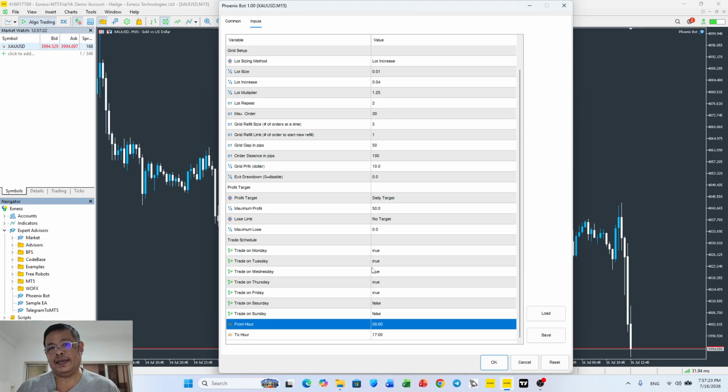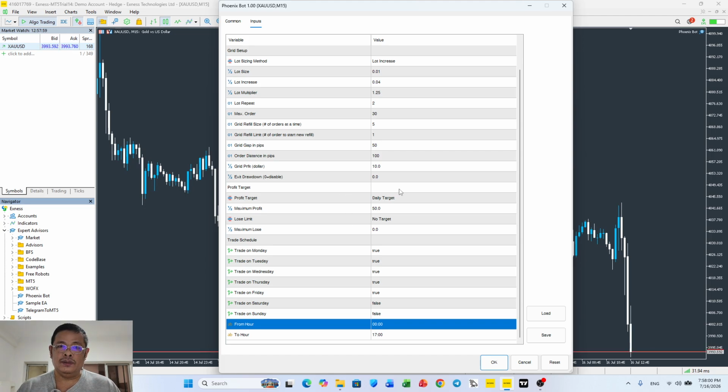Let me summarize again. Number one, you need enough capital to handle drawdown, because you could face drawdown sometimes. Number two, you need to set the right grid setup. Number three, you need to consider the target, 1% or 0.5%, 0.5% is enough. And number four is timing. So yes, it works if these four criteria are met.